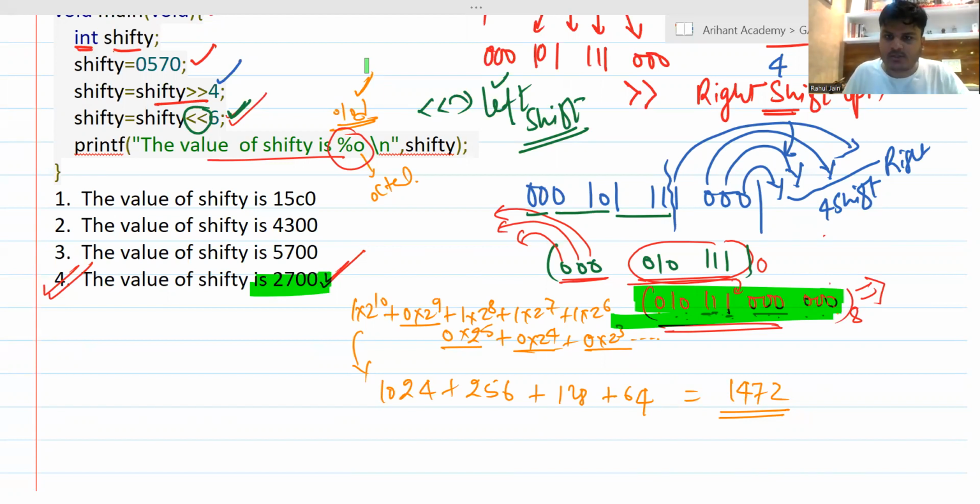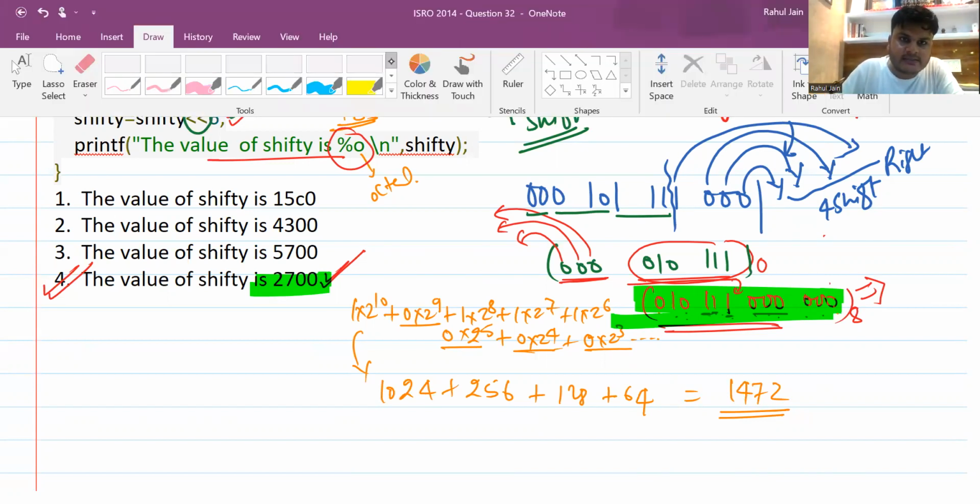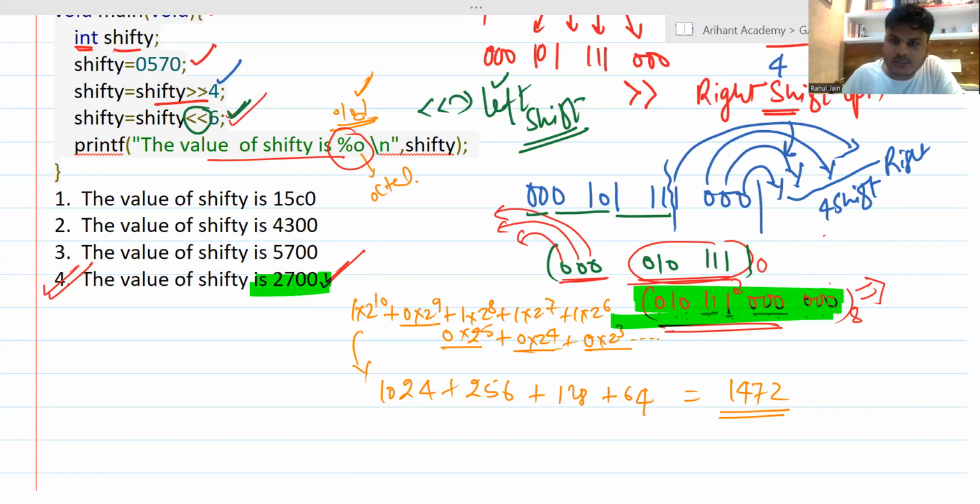You can calculate the octal equivalent using powers of 8. You know that if you can represent a number in binary and decimal, you can simply represent it in octal also. For octal, the digit range is 0 to 7. So doing the same kind of steps, you can convert it into octal, and the octal equivalent would be 2700. So option D is the correct answer.